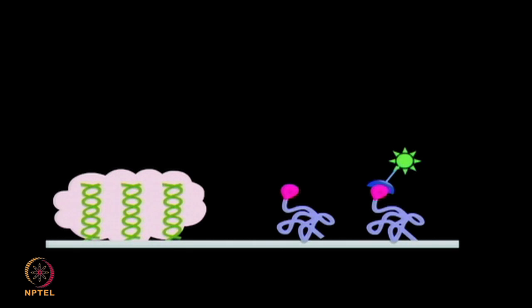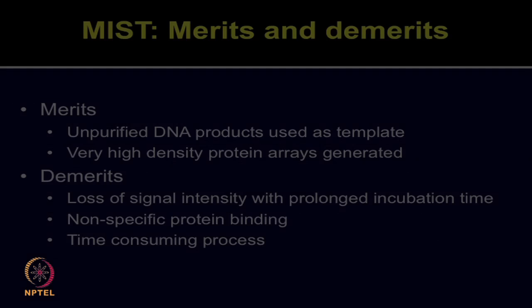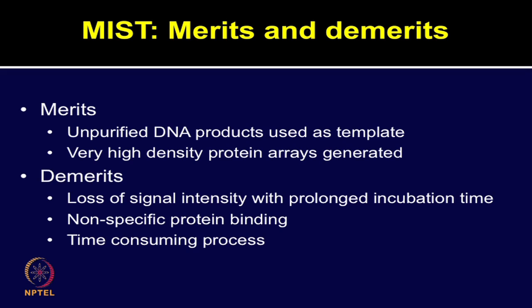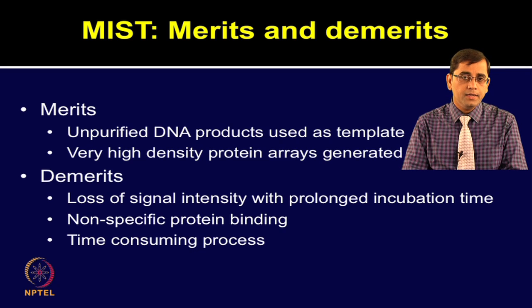A detection antibody specific to the protein of interest is added, which indicates the protein expression levels by using a suitable fluorophore. There are various merits and demerits of using MIST technology. It allows unpurified DNA products to be used as template source, which is not the case in DAPA. In this method, very high density protein arrays can be generated because the spot chemistry is not very complicated.